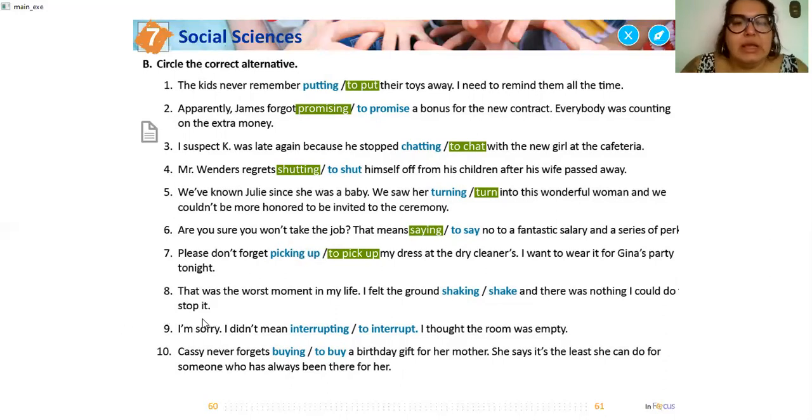Okay? That was the worst moment of my life. I felt the ground shaking and there was nothing I could do to stop it. So here's a verb of perception. So shaking. It's not something that is for a long time. He followed part.